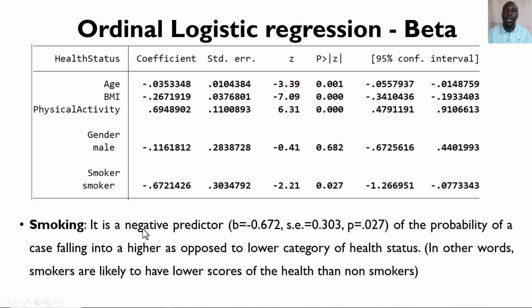For categorical independent variables, still when we are reporting beta, we can look at smoking status, which is a negative predictor and statistically significant. It is a negative predictor of the probability of a case falling into a higher as opposed to a lower category of health status. Remember, we are dealing with an ordinal categorical variable with 5 levels. So what we are predicting is the likelihood of belonging to the higher level of that outcome. In other words, we can just say smokers are likely to have lower scores of health than non-smokers.